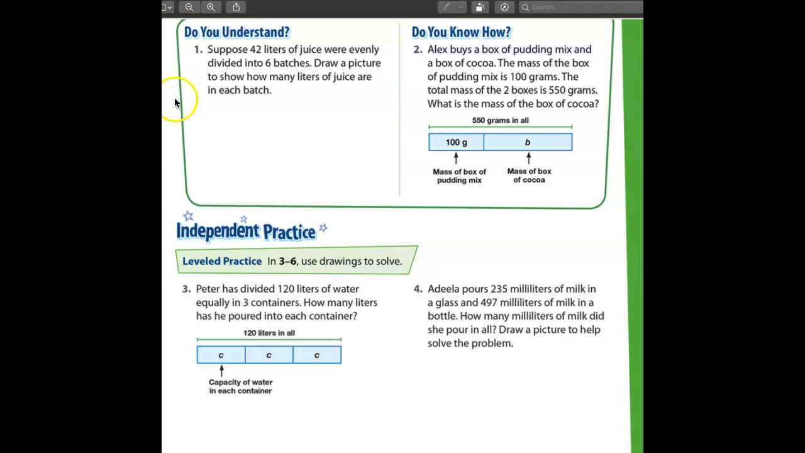So the first one says, suppose 42 liters of juice were evenly divided into 6 batches. Draw a picture to show how many liters of juice are in each batch. So what operation would we be using to solve this problem?